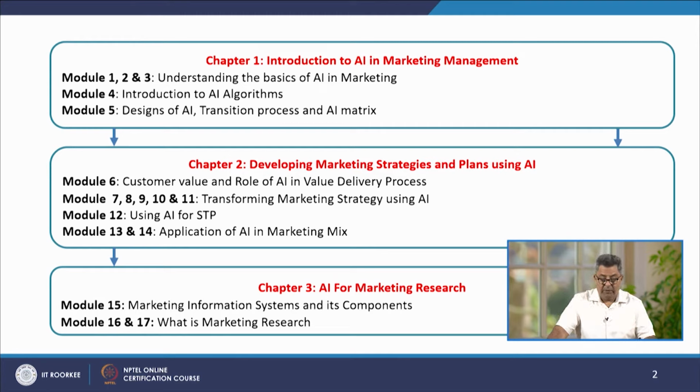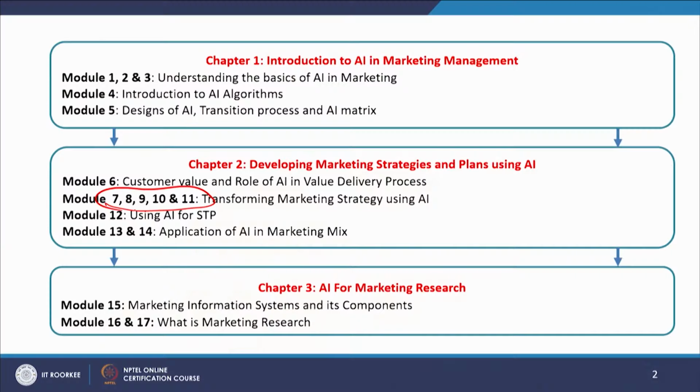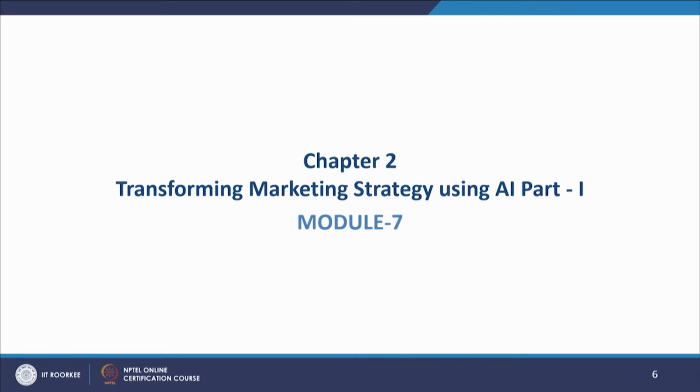In module 6, we talked about customer value and the role of artificial intelligence in the value delivery process. Now, modules 7 to 11 are dedicated to understanding how to transform marketing strategy with the help of AI. So, this is chapter 2, transforming marketing strategy using AI, part 1, and we are in module 7.